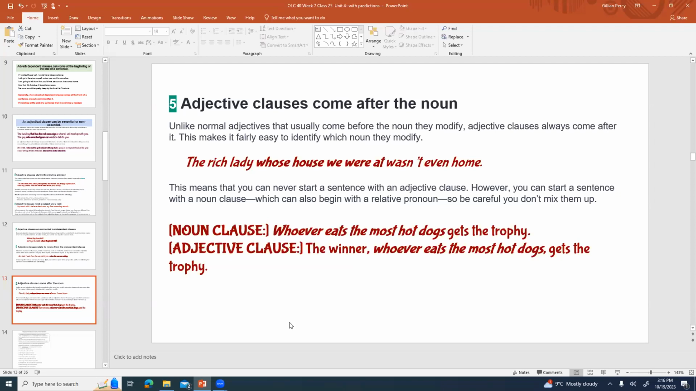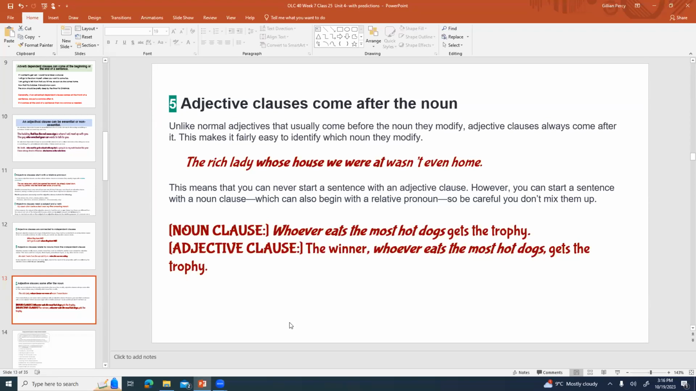I mentioned it just because I'm noticing these kind of comma issues. I don't think it's a huge thing, and it's certainly not the kind of thing that you would lose a bunch of marks for, but it's just kind of one of those finicky things about English that makes a tiny bit of difference when you're writing. So the same phrase, whoever eats the most hot dog, can actually be working as two different types of clauses depending on what it's doing in the sentence.